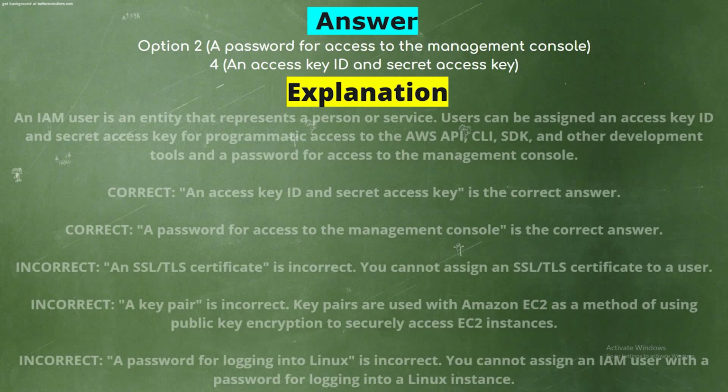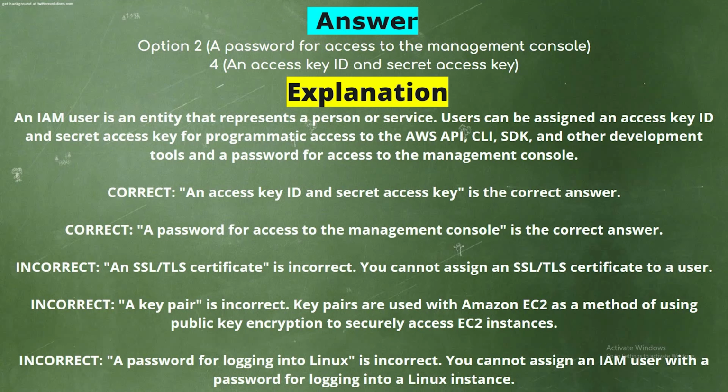Explanation. An IAM user is an entity that represents a person or service. Users can be assigned an access key ID and secret access key for programmatic access to the AWS API, CLI, SDK, and other development tools, and a password for access to the management console. Correct. An access key ID and secret access key is the correct answer. Correct. A password for access to the management console is the correct answer.